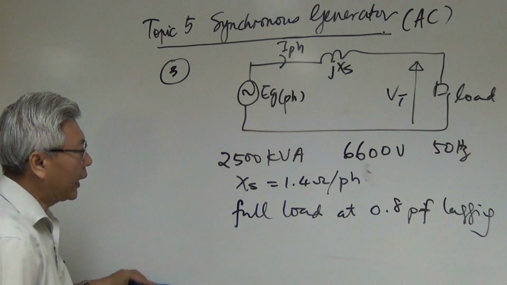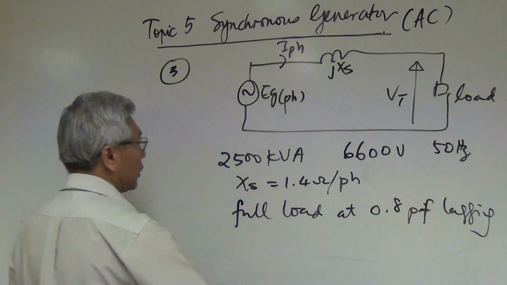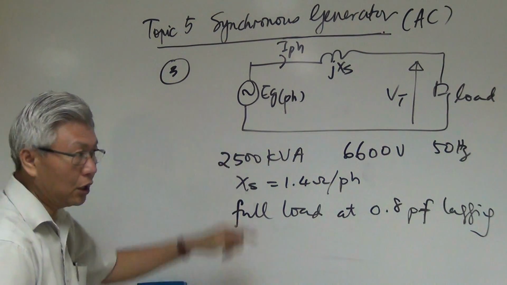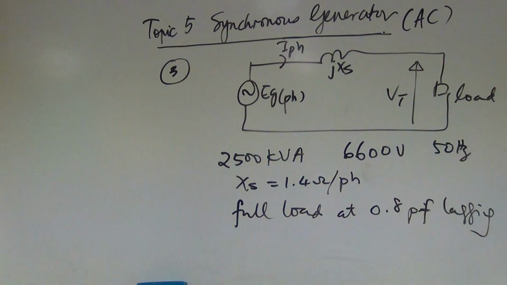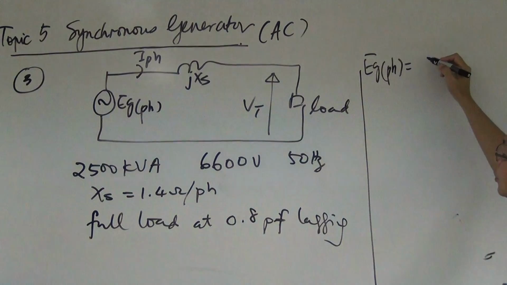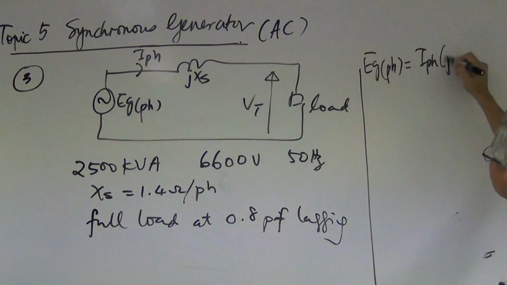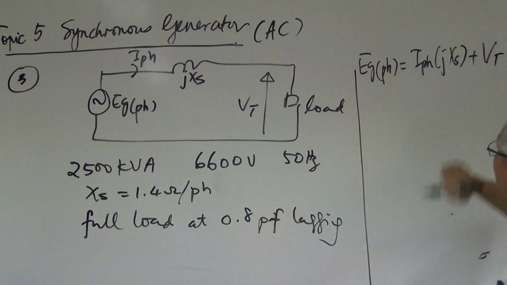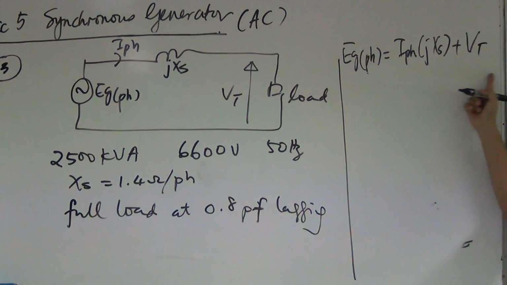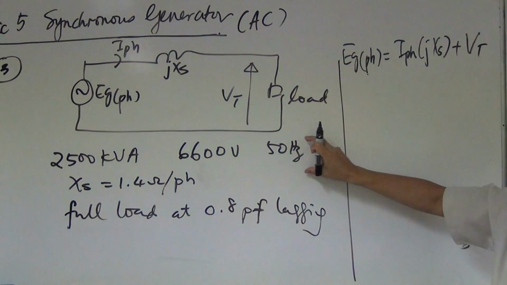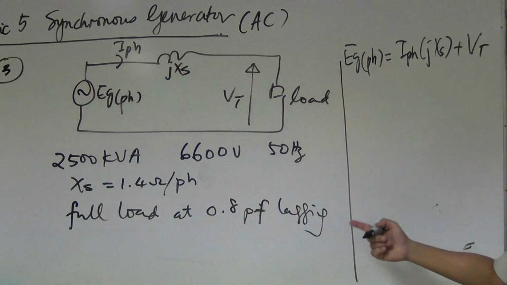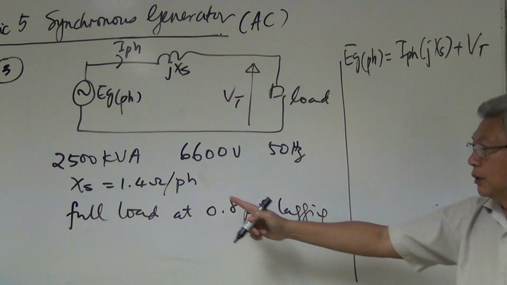If we look at the information here, remember we learned how to use Kirchhoff's voltage law to get E_G. So we will say that E_G is equal to I_ph multiplied by jX_s plus the terminal voltage. There's a complication that comes in here. Your calculation here is single phase, but the information given here is actually three phase. So now in order to get the current, remember what this is?